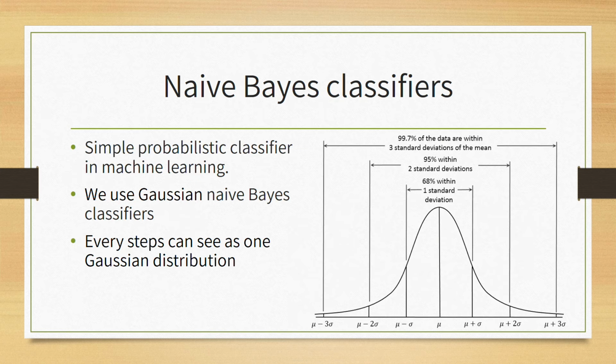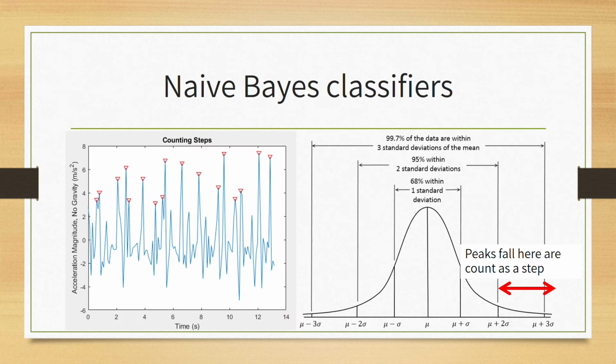With the idea of the Gaussian naive Bayes classifier, we assume the continuous values associated with each step are distributed according to a Gaussian distribution. To avoid recounting data points, we only count the peaks, which also have to be larger than the mean by twice the standard deviation.